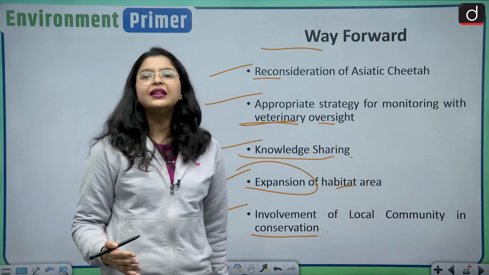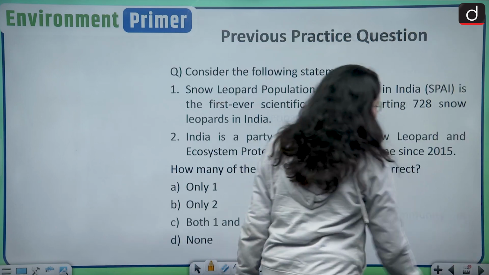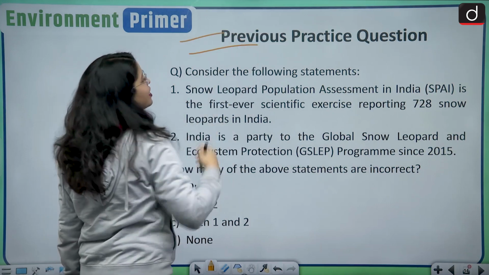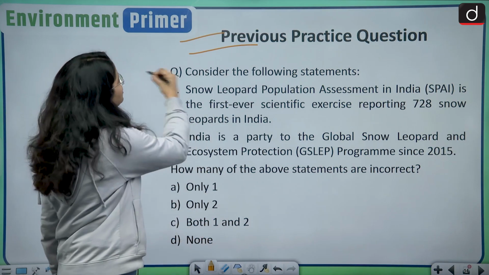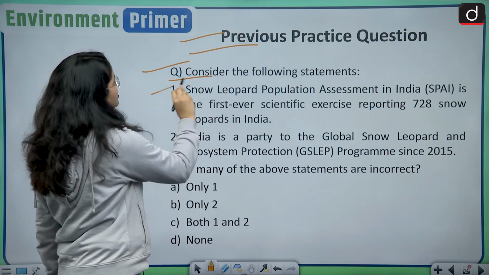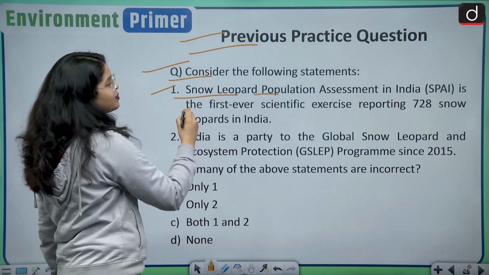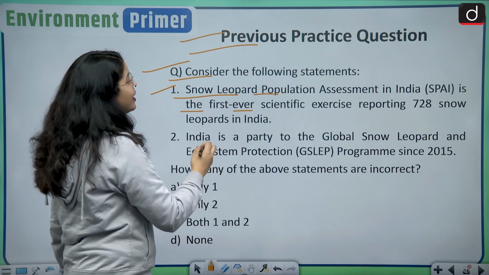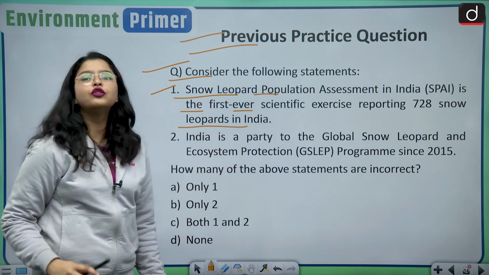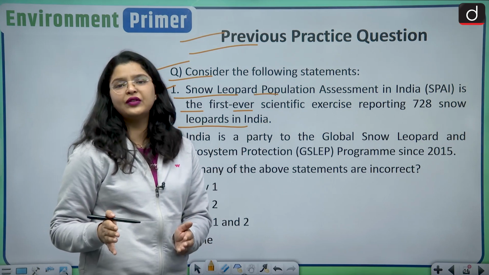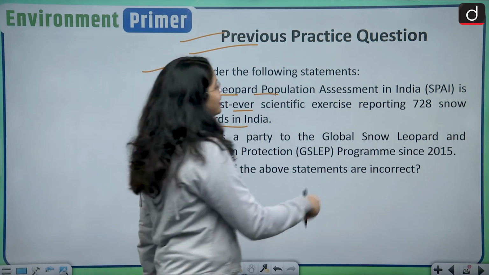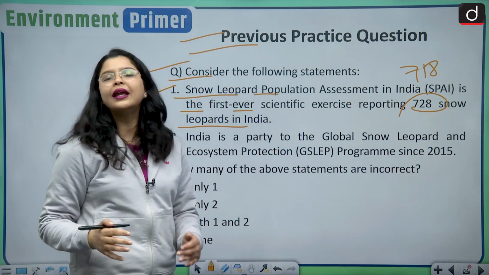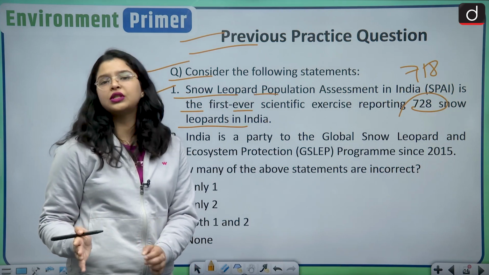Now let us analyze some of the important questions from the perspective of your preliminary examination. But before that, I would like to answer the question that I asked in my previous session. So the question was, consider the following statements. Your statement number 1 was, snow leopard population assessment in India, SPAI, is the first ever scientific exercise reporting 728 snow leopards in India. And I would also like to rectify my mistake in the previous session. I mentioned the number as 718, but the number actually is 728. So kindly rectify this in your notes as well.